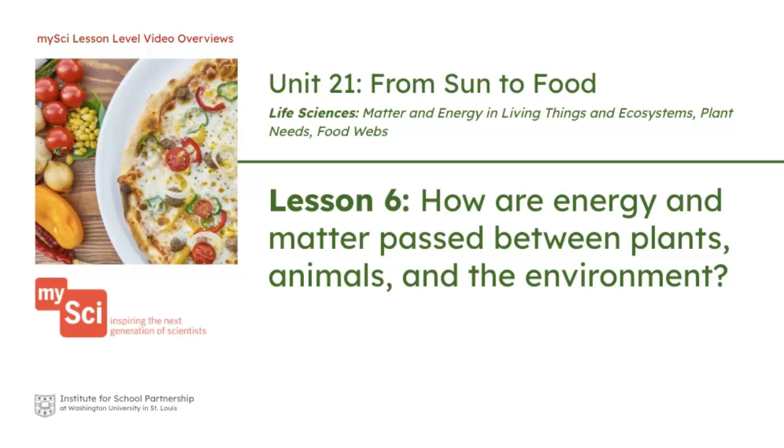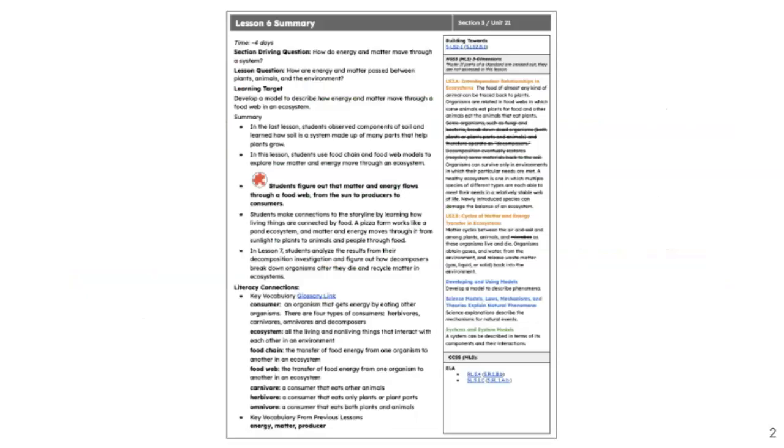A pizza farm works like a pond ecosystem, and matter and energy moves through it from sunlight to plants to animals and people through food. There are several opportunities for ELA cross-curricular connections throughout the lesson. You can look for specific standard connections in the Unit 21 Teacher Guide. This lesson will take approximately 4 days to complete.